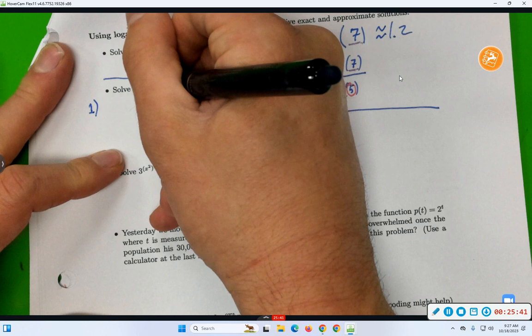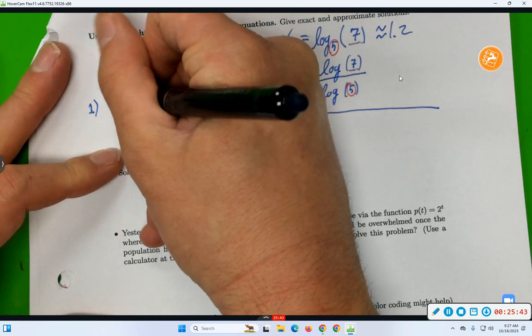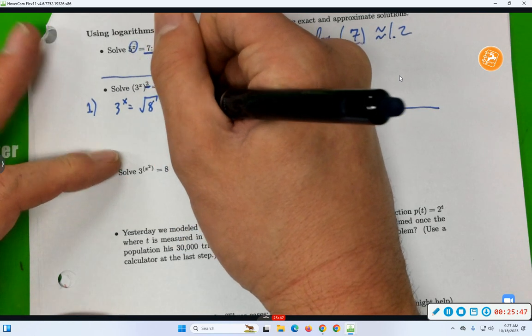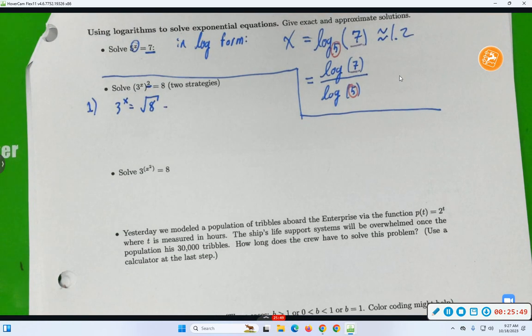Square root both sides to get rid of the square. 3 to the x is equal to the square root of 8. Should we simplify that to 2 root 2 or leave it as the square root of 8? I'll leave it as root 8.